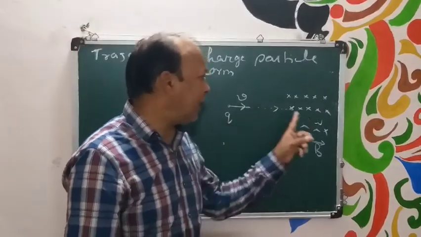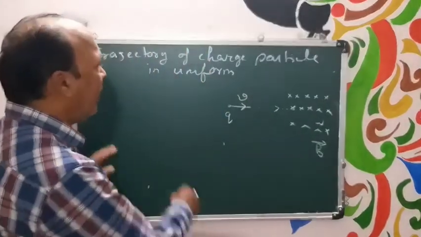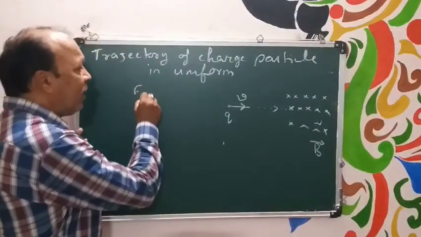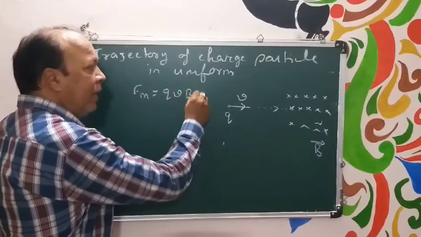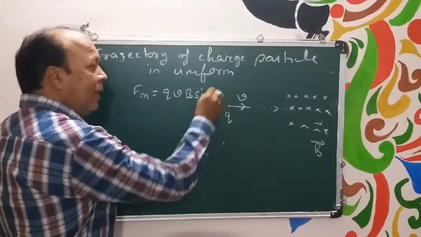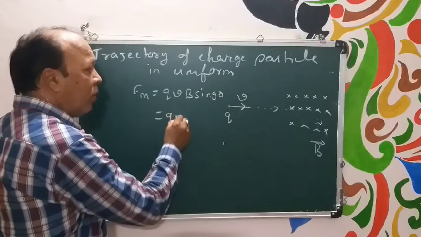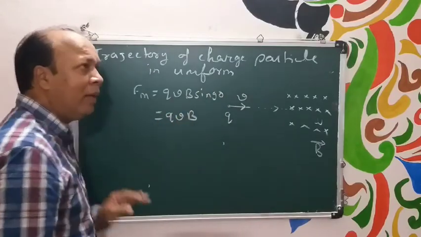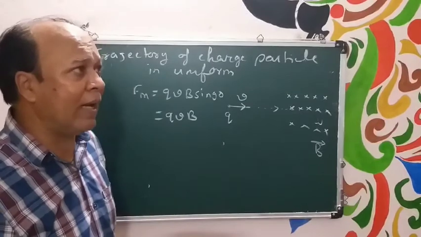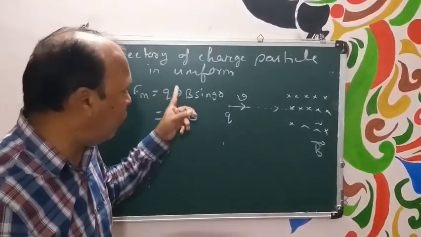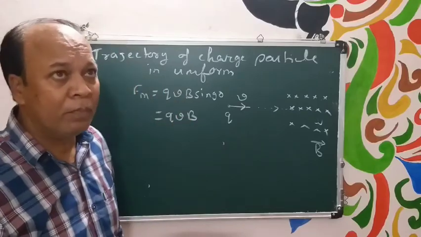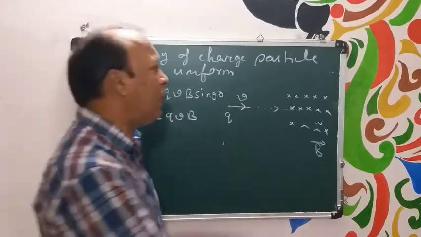Now when the charged particle enters this field, obviously it will experience Lorentz force. That should be equal to QVB sin 90. This Lorentz force should be equal to QVB. And think about its direction. Force should be perpendicular to V and B both. Is that clear? So it should be perpendicular to V.